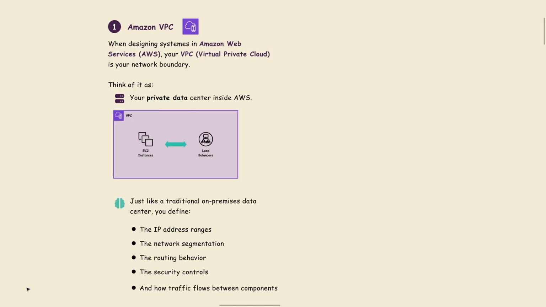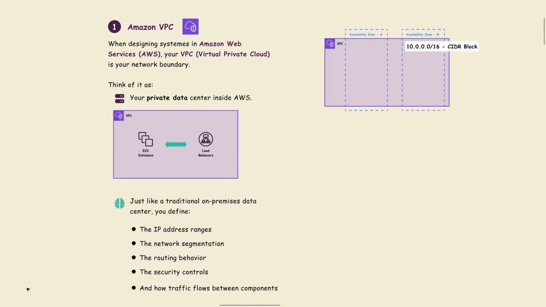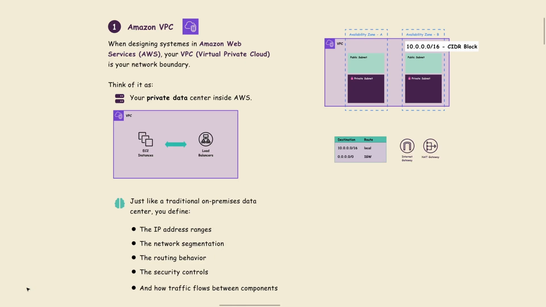Just like a traditional on-premises data center, you define the IP address ranges, the network segmentation, the routing behavior, the security controls, and how traffic flows between components. Inside a VPC, you control the CIDR blocks. You design subnets across availability zones. You decide which resources are public, which are private, and which are completely isolated. You define routing tables to control traffic direction. You attach internet gateways, NAT gateways, or keep workloads fully internal. You enforce security using security groups and network ACLs.